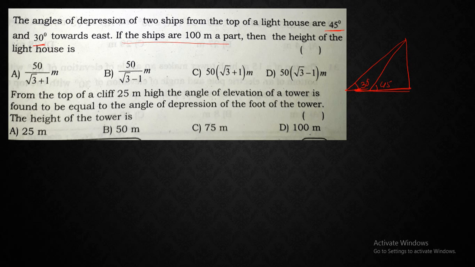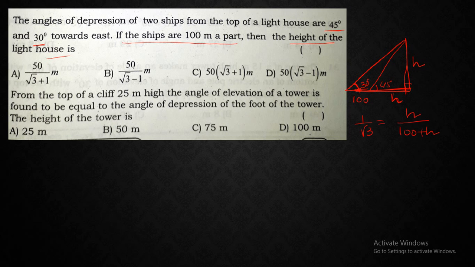He has given that the ships are 100 meters apart, so this distance is 100. Now, what is the height of the lighthouse? If the height of the lighthouse is h, then this distance is also h, because there is 45 degrees, and at 45 degrees height is equal to distance. Now to use the 30 degrees, I need to make use of this whole triangle. Tan 30 is equal to 1 by root 3, which is equal to opposite by adjacent: h by 100 plus h.